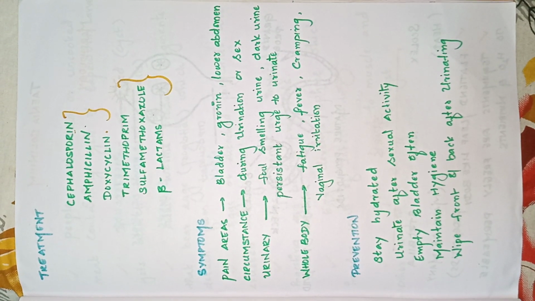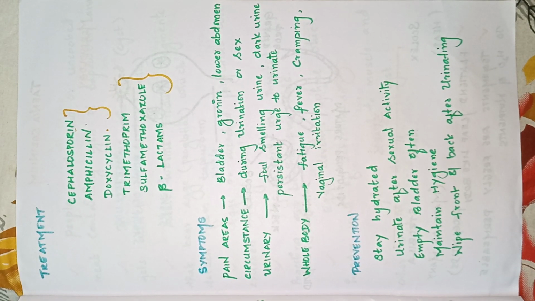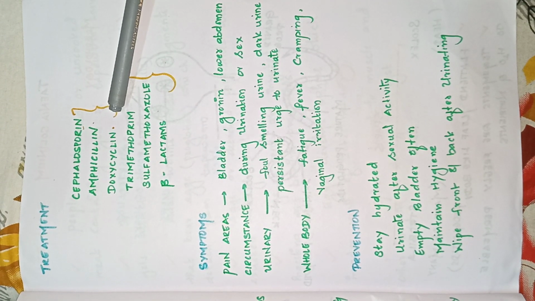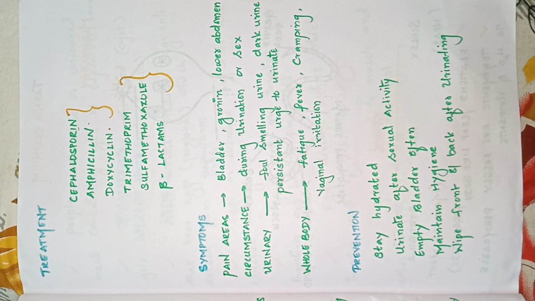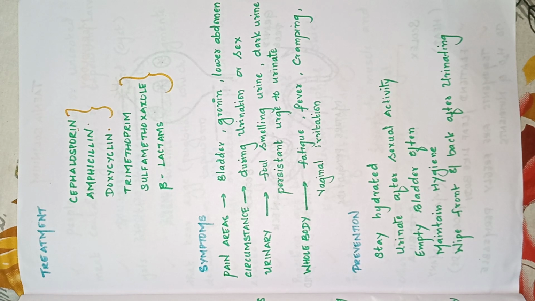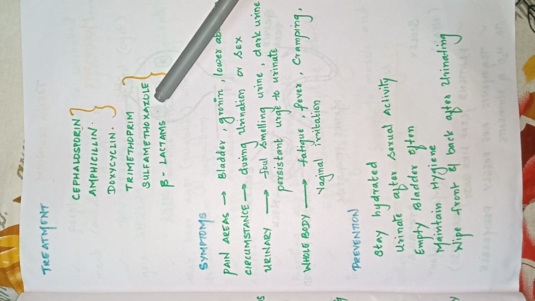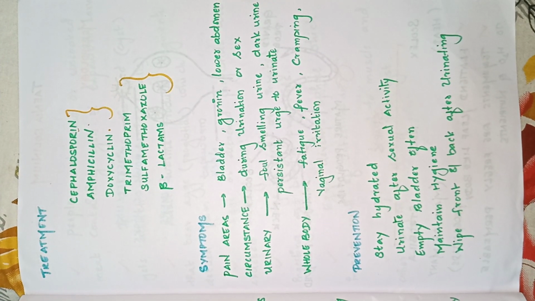Now let's see the treatment done for this type of infection. The treatment here is cephalosporin, ampicillin and doxycycline. These three are the foremost, first line antibiotic treatment given for urethritis infection. Then we'll be using trimethoprim and sulfamethoxazole and beta-lactams. So these are all the first line antibiotics we'll be giving to patients who are infected by urethritis.